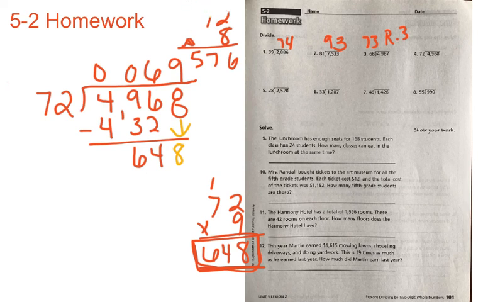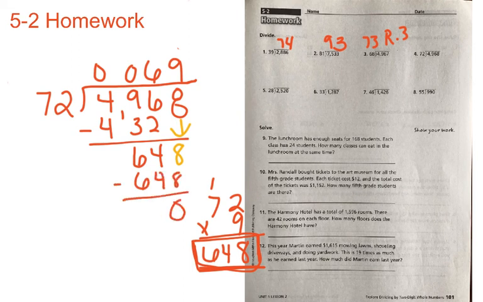I'm just going to erase this up here. And I know that 648 minus 648 is equal to 0. So you have a remainder of 0. So your answer is 69 for number 4. You are now going to go ahead and complete 5 through 8 on your own.